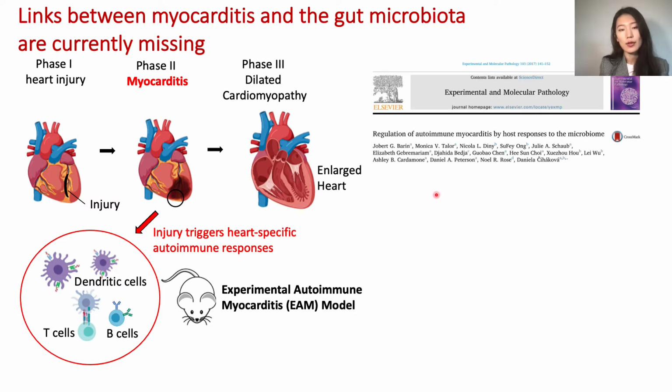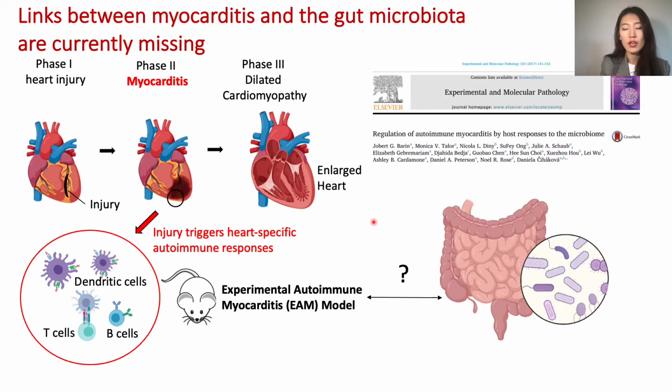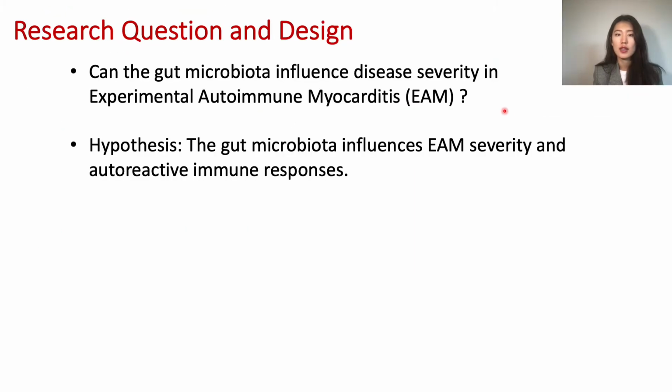Using this mouse model, recent research has suggested that the host immune responses to the gut microbiota can influence EAM disease outcomes. However, a causative link between the gut microbiota and myocarditis is still missing. Therefore, we set out to answer the research question: can the gut microbiota influence EAM severity? And we hypothesized that the gut microbiota influences EAM severity via alteration of autoimmune responses.